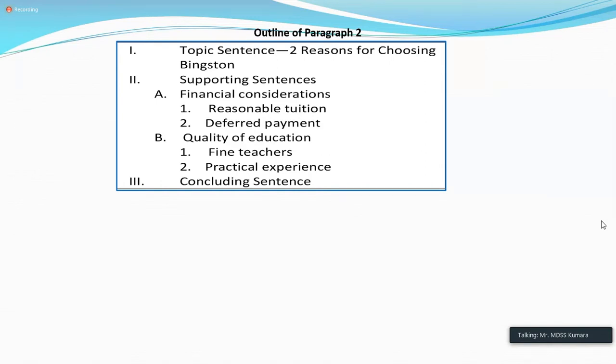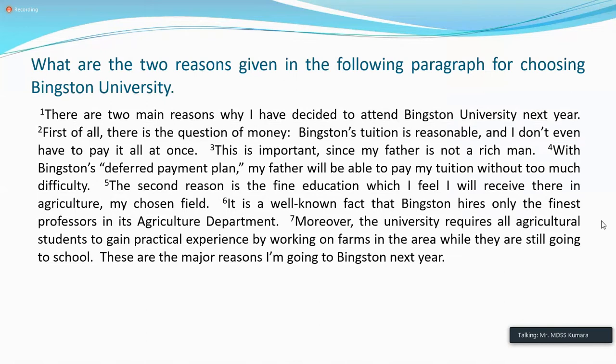And then the second reason for selecting the college is quality of education. Under that too, the person gives two facts. One is quality teachers, fine teachers. The second one is they are getting practical experience. And finally, the person concludes. The final sentence is the concluding sentence.